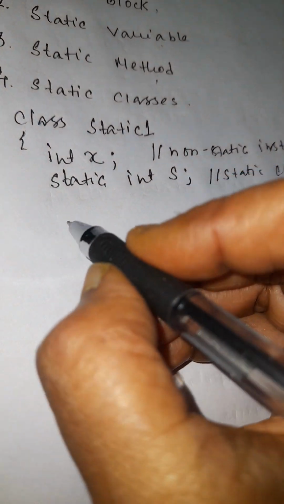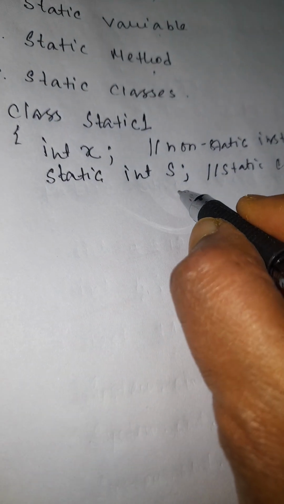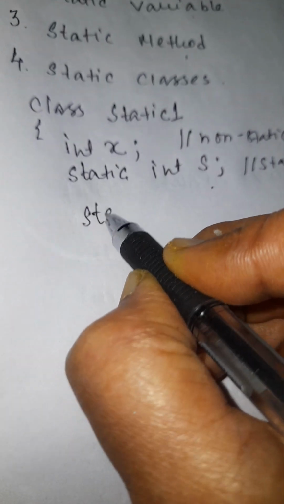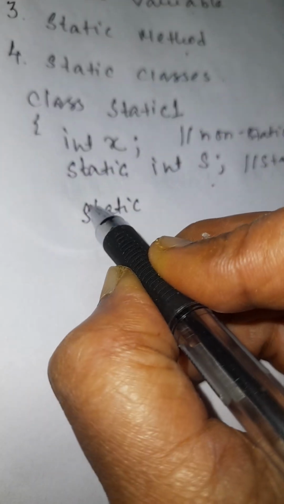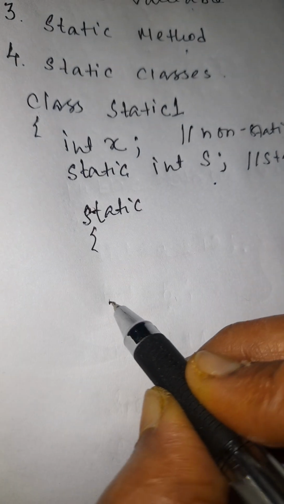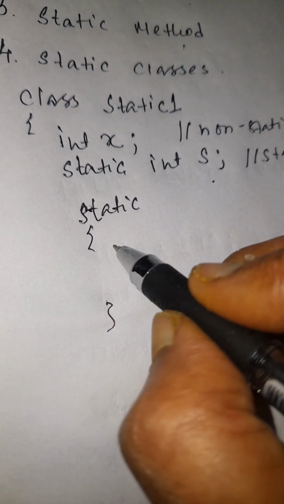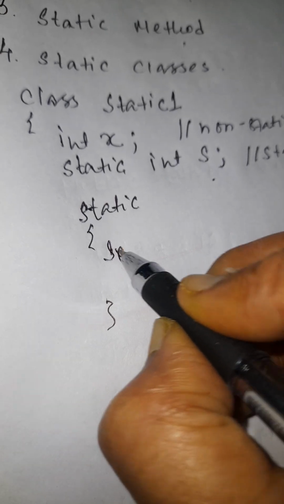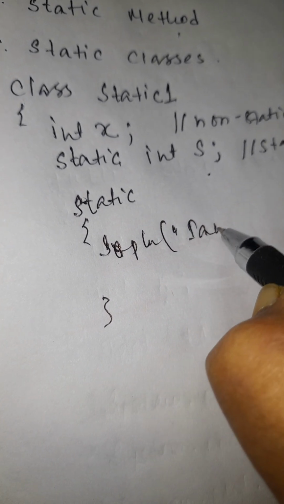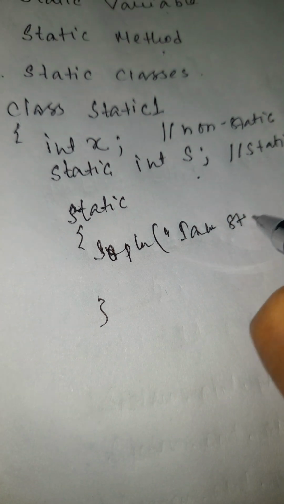Okay, now this one is how you declare the static variable. Now one more part, that one is the static block. Static, this is a small letter s. Then this one is a static block. Here I print SOPLN that I am static block.